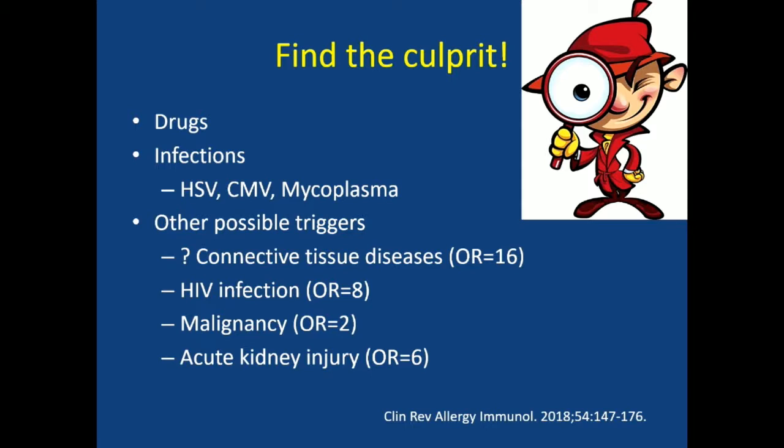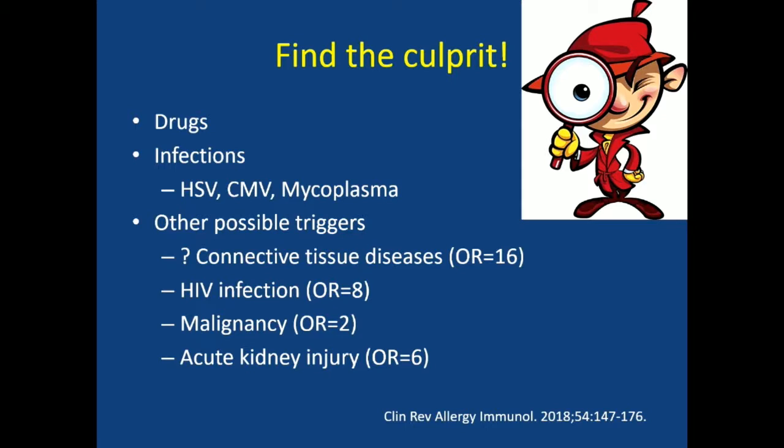And there are other possible triggers. Not everyone who is put on a medicine would develop SJS-TEN. There is definite genetic association, as my previous speaker spoke. There is a definite correlation between HLA predisposition and development of SJS-TEN. Other than that, there are other trigger factors which could have triggered SJS-TEN in a given patient.